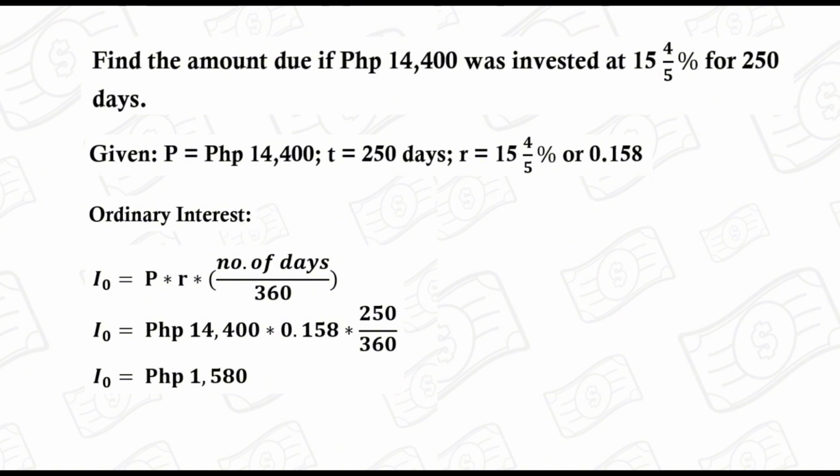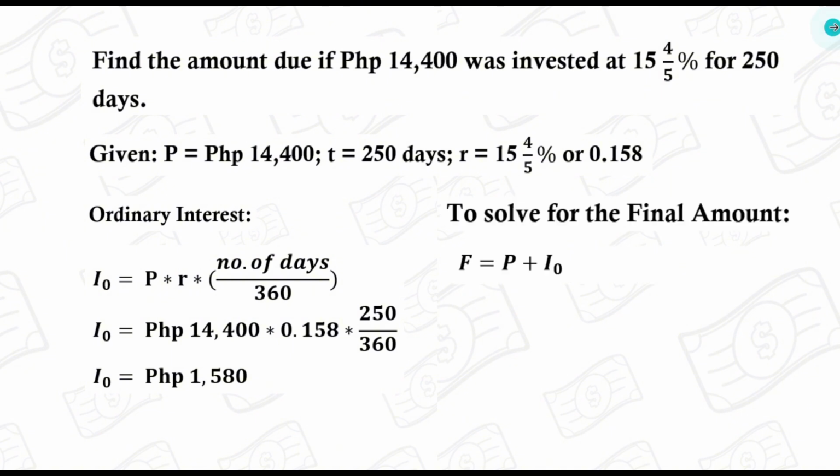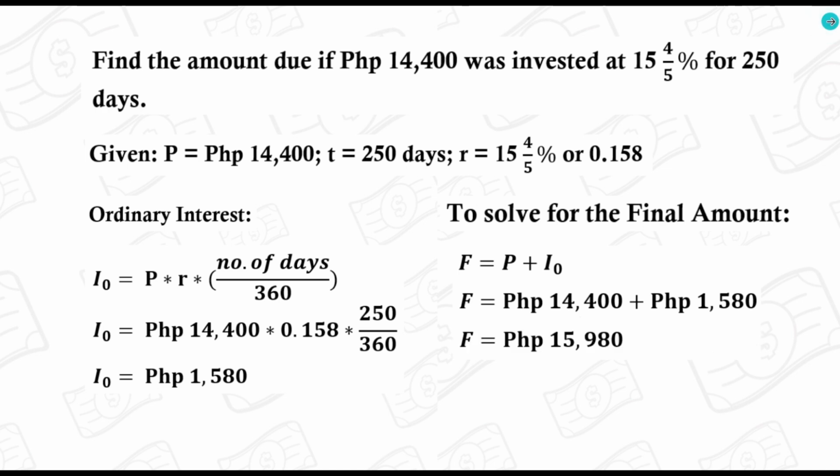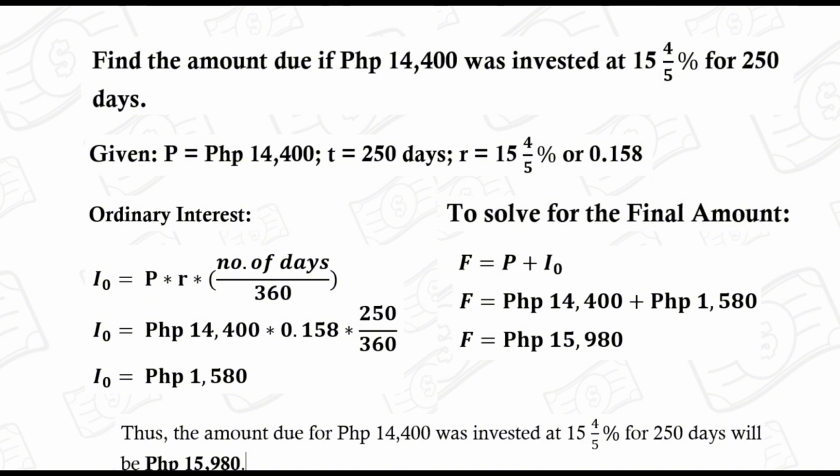Now the final amount formula is F equals P plus ordinary interest. So let's substitute the values of the principal amount and the ordinary interest. The final amount will be 15,980. Thus, the amount due for 14,400 invested at 15 and 4/5% for 250 days will be 15,980 pesos.